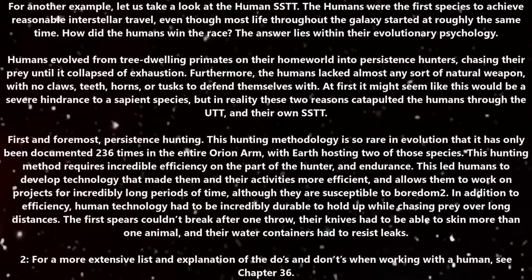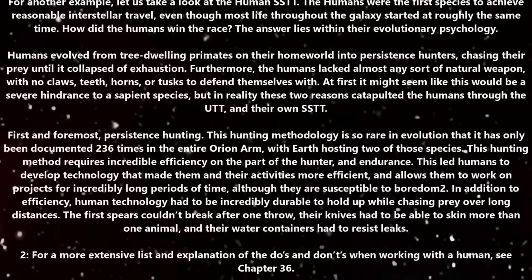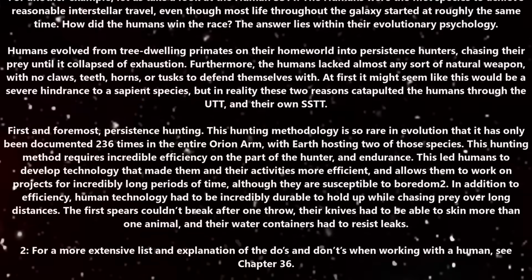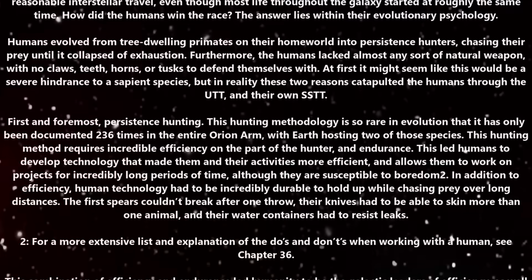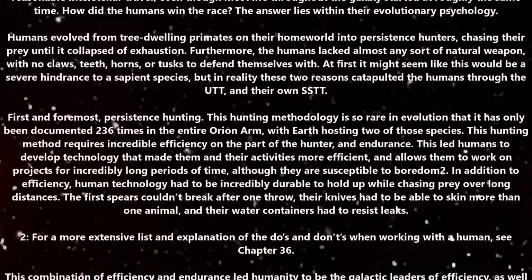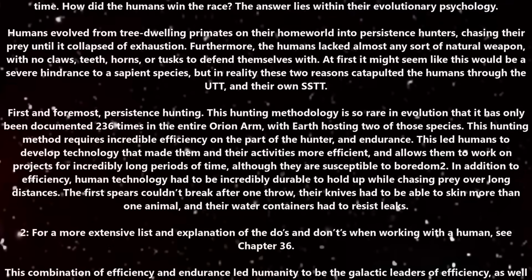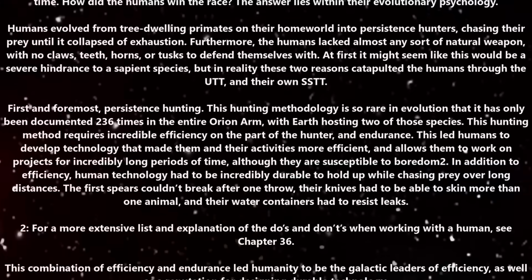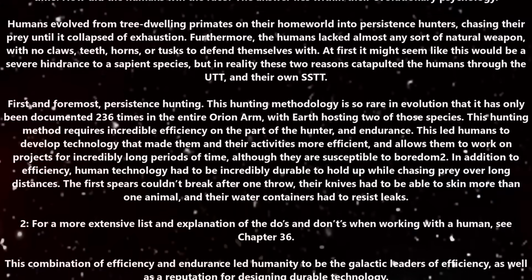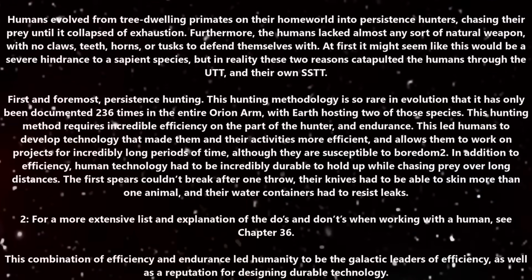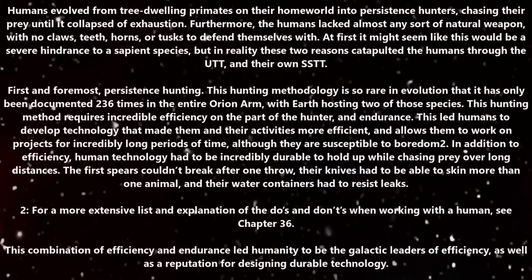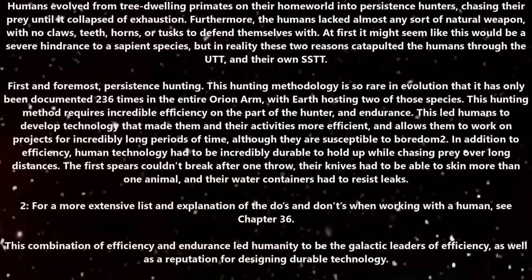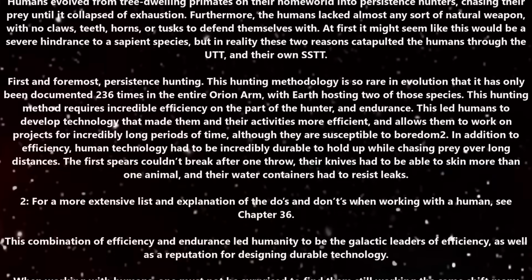First and foremost, persistence hunting. This hunting methodology is so rare in evolution that it has only been documented 236 times in the entire Orion arm, with Earth hosting 2 of those species. This hunting method requires incredible efficiency on the part of the hunter and endurance. This led humans to develop technology that made them and their activities more efficient and allowed them to work on projects for incredibly long periods of time.